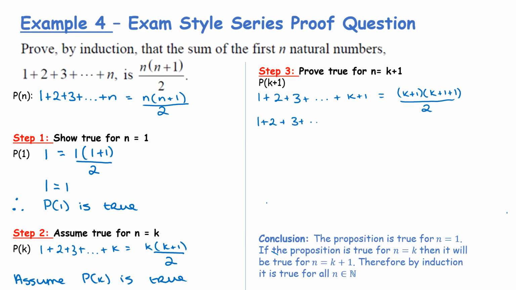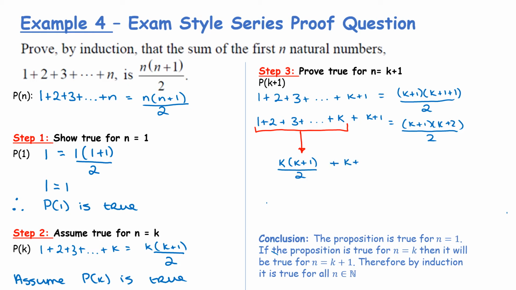So just like in every other example, we're going to break this down into what we had in step 2. So that's putting in the second last term and then plus k plus 1. And we're going to try again to show that that's k plus 1 times k plus 2, just clean up that bracket, all over 2. So this piece here we've done in step 2, and we've said that this is k bracket k plus 1 over 2, so we've assumed that to be true.